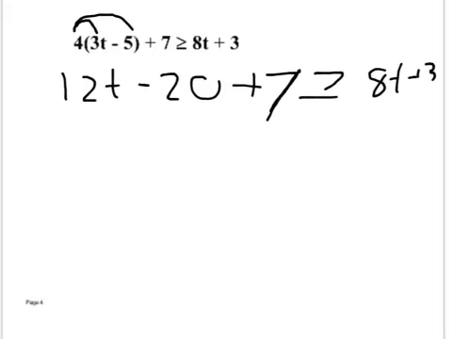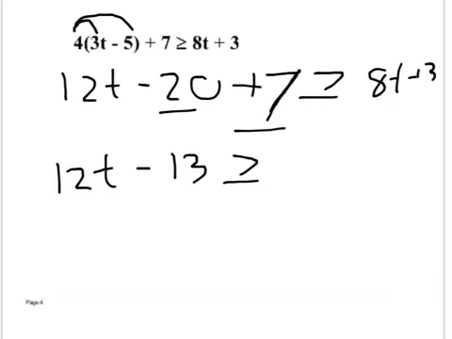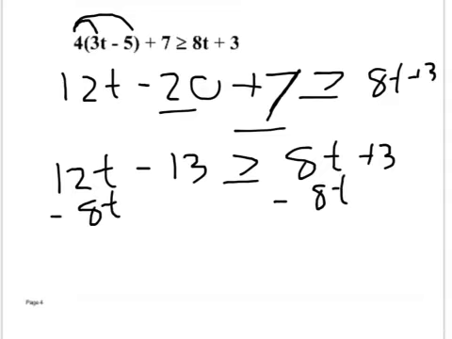Now I add like terms. These are my like terms. So I have 12t minus 20 plus 7, which is minus 13, greater than or equal to 8t plus 3. Now I want my like terms on the same side, so I'm going to subtract the 8t because I want to keep it positive. This leaves me with 4t minus 13 greater than or equal to 3.